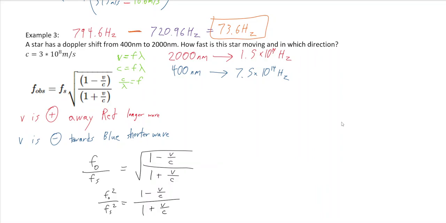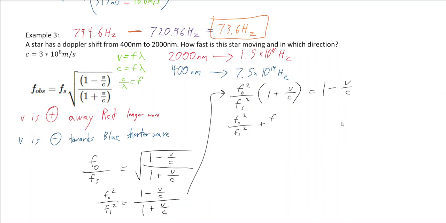Okay, now we're going to move this over to the other side. This is going to take a little bit of algebra, but we'll get there. So f_o squared over f_s squared times (1 plus v over c) equals 1 minus v over c. Now we're going to multiply this into the bracket, so we get f_o squared over f_s squared plus f_o squared over f_s squared times v over c.